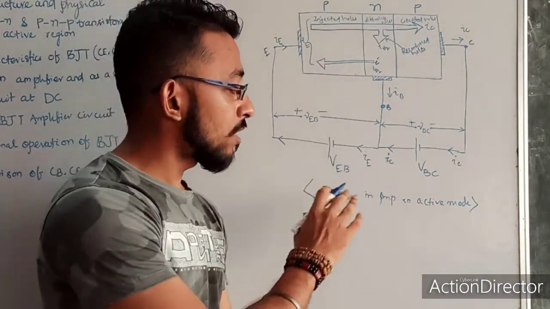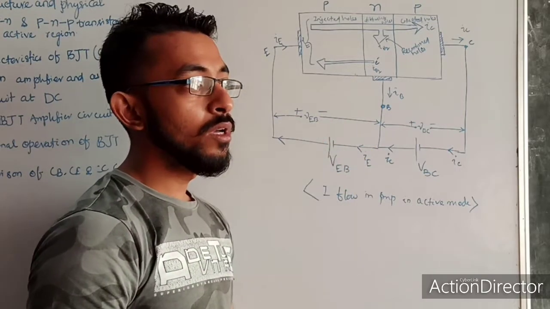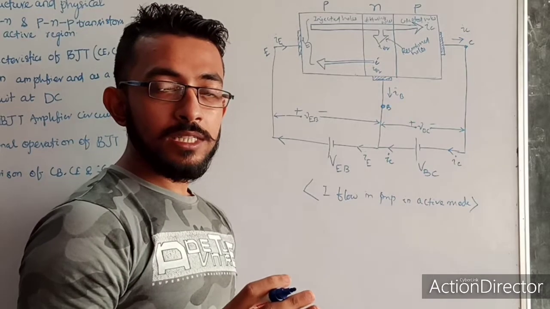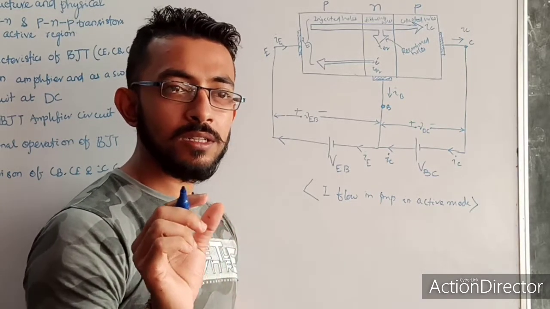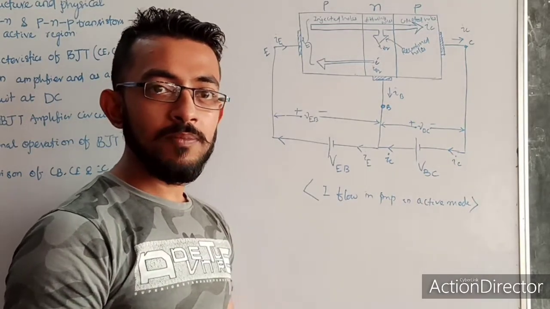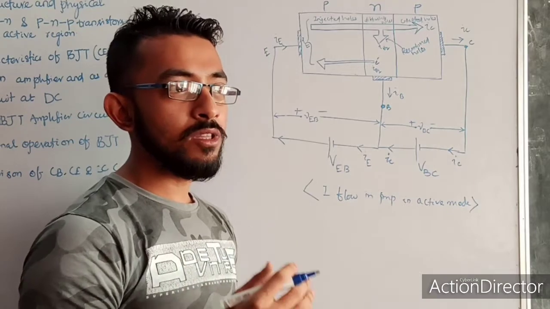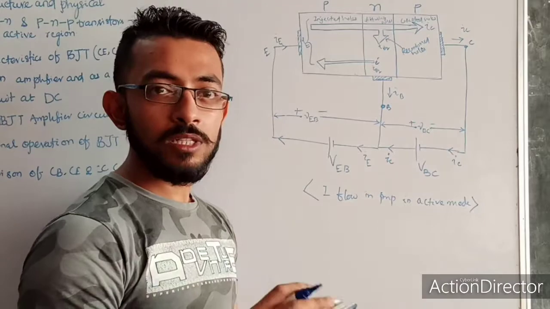I have drawn the circuit diagram. I have drawn the current flow in the direction for PNP in active mode. The NPN transistor and PNP transistor both operate in the same manner, but there are some changes that we will see. But the flow of current, how it conducts, like emitter injection, hole injection, all are the same.